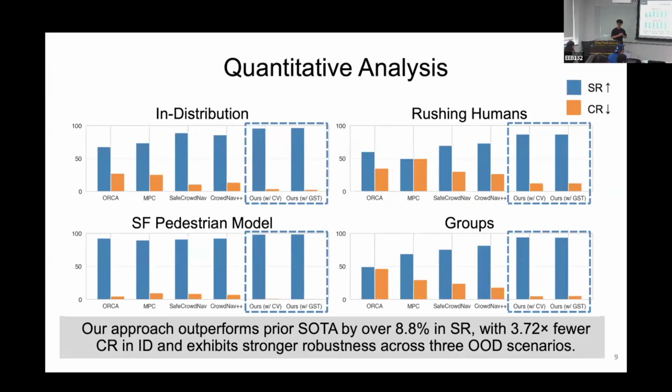About the quantitative analysis, we have done a lot, and we show some here. We can see from the results that our approach outperforms other SOTA methods by over 8.8% in success rate, with over 3 times fewer collisions in distribution scenarios. And unlike other reinforcement learning algorithms like SafePron, which perform well in distribution scenarios but worse in other scenarios, our method exhibits stronger robustness across all OOD scenarios.